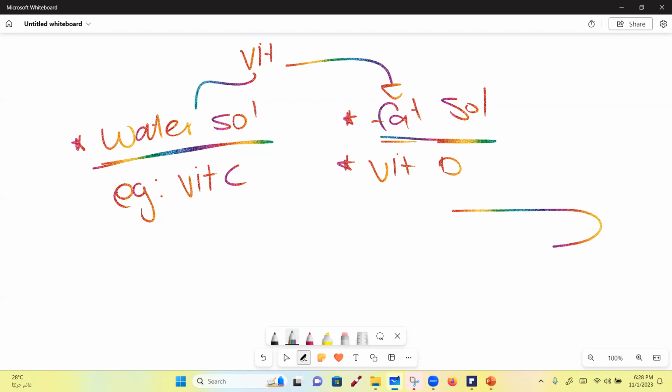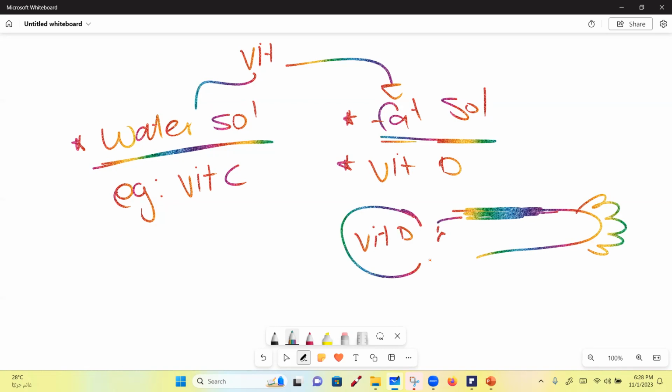So if this is your hand and you have a layer of fat here, in this fat you have vitamin D. Vitamin D is found in fats. One of the functions of fats is the storage of fat-soluble vitamins. Now, when you are exposed to the sun, this vitamin D will become activated. Activated means it will start working. When it starts working, it will help absorb the calcium from your food.